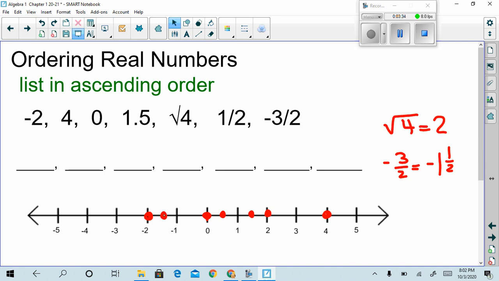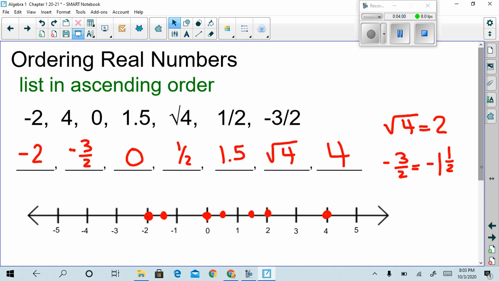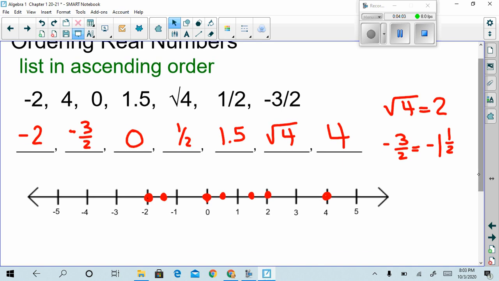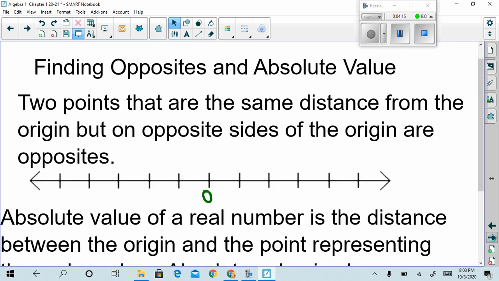Let's now order them in ascending order, least to greatest. My -2, my -3/2, 0. I have 1/2. I have 1 and 5/10. I have my square root of 4. And lastly, I have 4. So I can use this number line to graph the points, compare them, order them from least to greatest. It's a useful tool if you need the visual. We'll be spending a lot of time graphing when we get to inequalities on the number line as well.